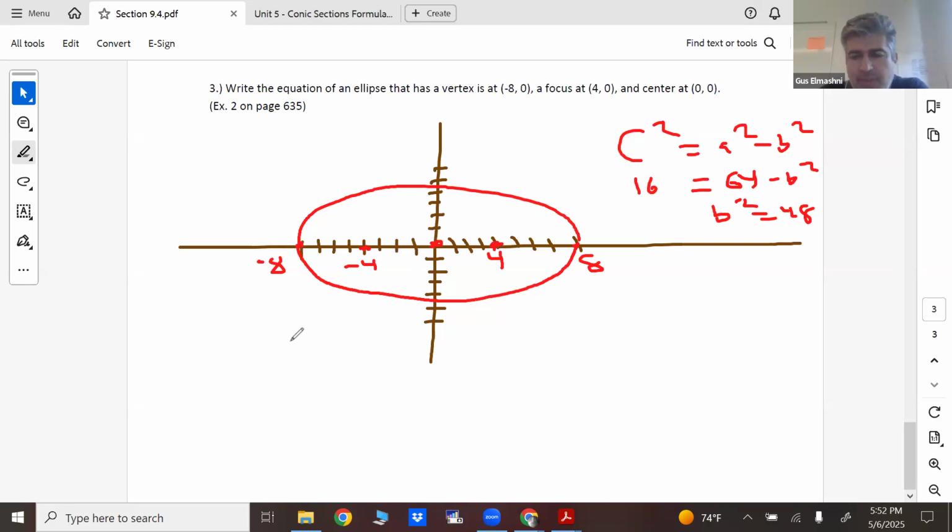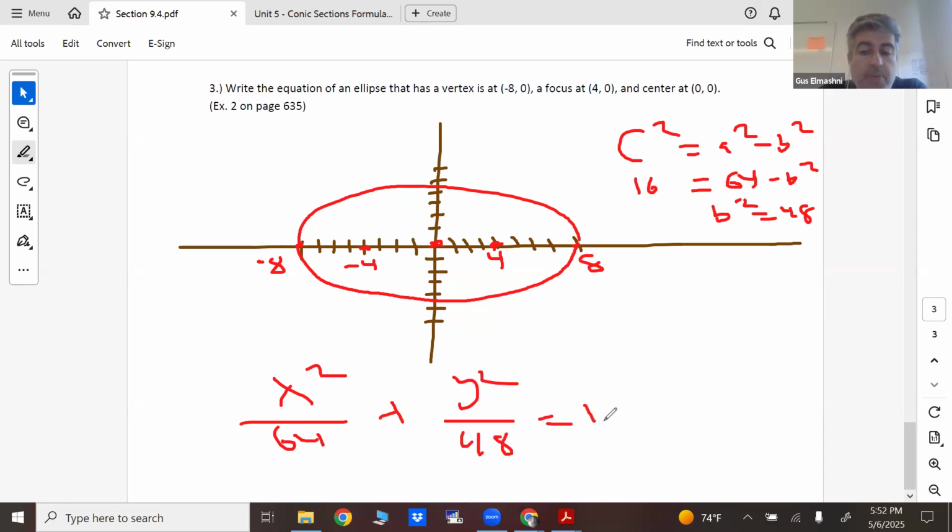Starts at 0, 0. So h and k is 0, 0. So you have x squared over a squared, which is 64, because you're going left and right 8 and 8, up and down whatever that is. So y squared over 48 equals 1. You can always use Desmos to verify this too.